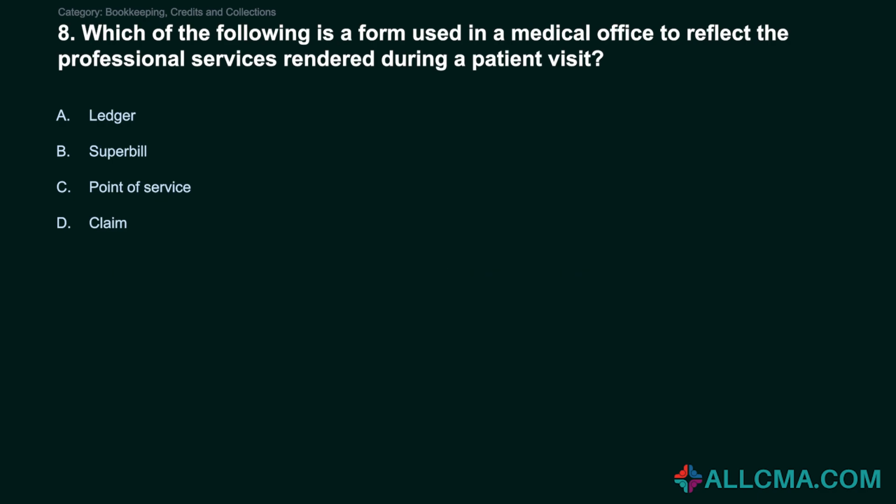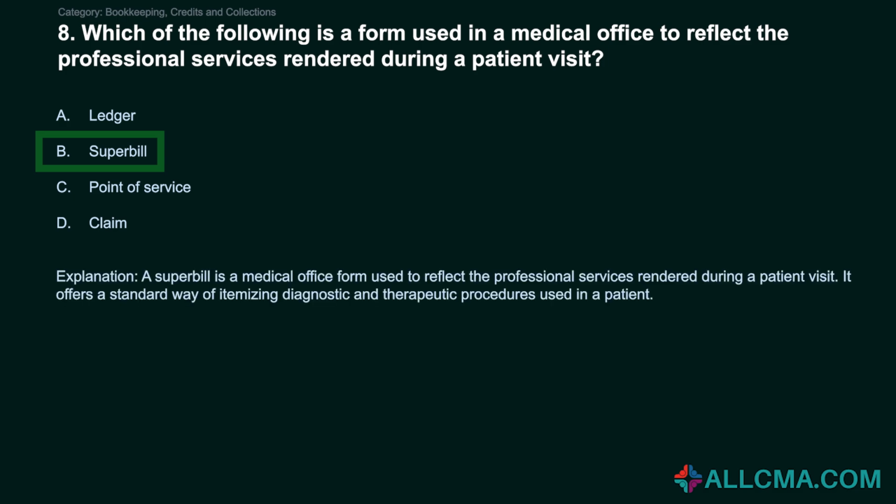8. Which of the following is a form used in a medical office to reflect the professional services rendered during a patient visit? A. Ledger, B. Superbill, C. Point of service, D. Claim. Correct answer, B. Superbill. A superbill is a medical office form used to reflect the professional services rendered during a patient visit. It offers a standard way of itemizing diagnostic and therapeutic procedures used in a patient.